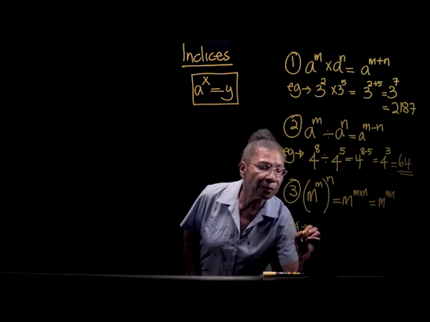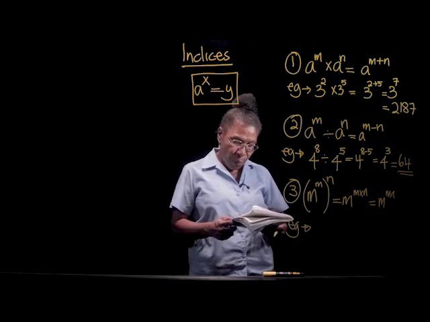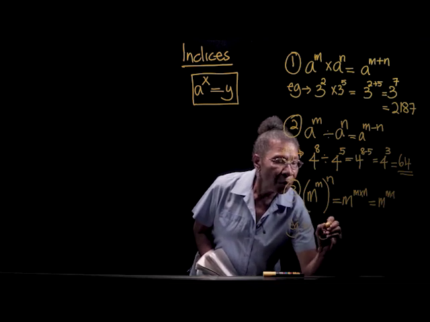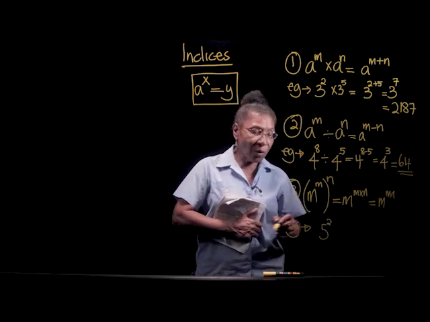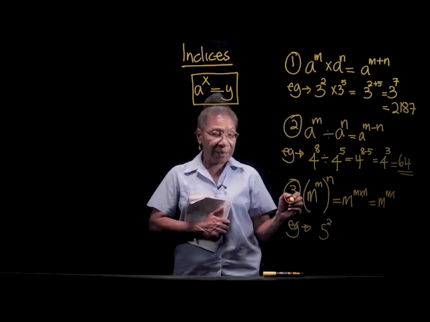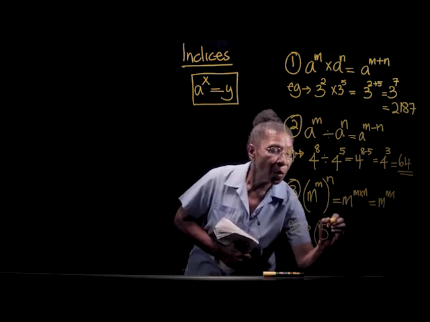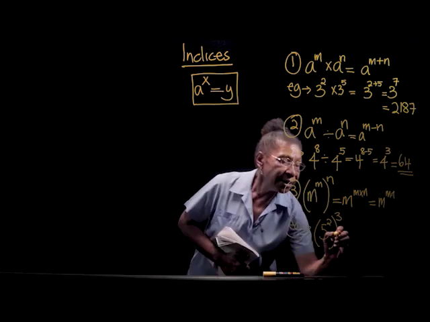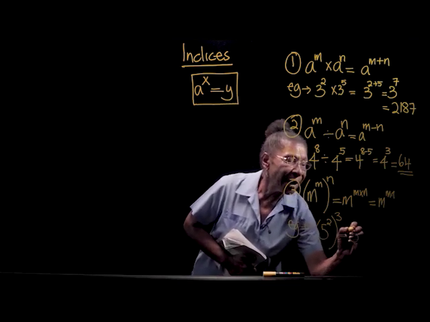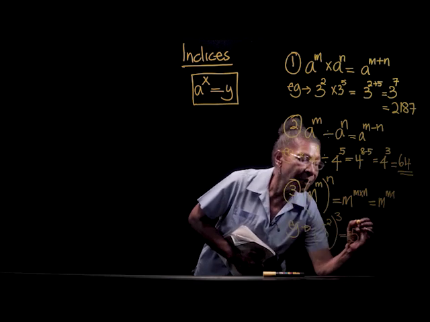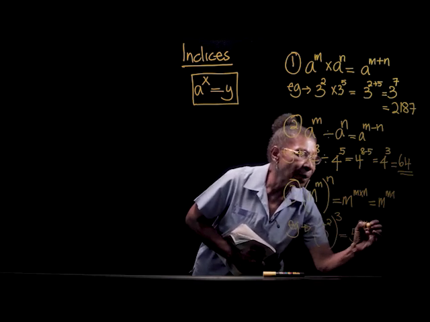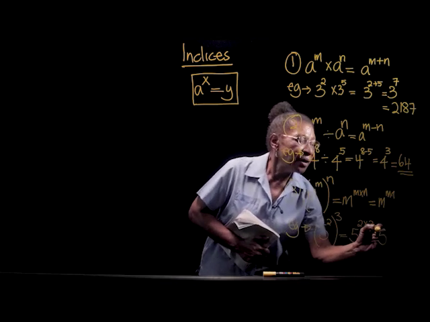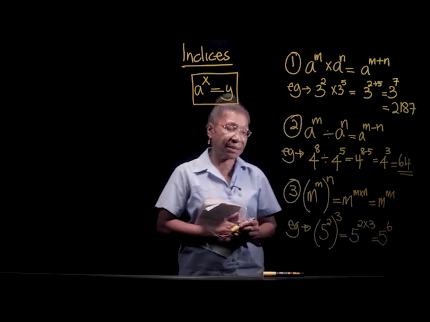And in example number 3, we have a base 5, all of that squared or raised to the power of 2, and that would give me all raised to the power of 3. What does that mean? It simply means you keep the base 5, you multiply the powers, 2 multiply 3, and it gives me 5 raised to the power of 6.